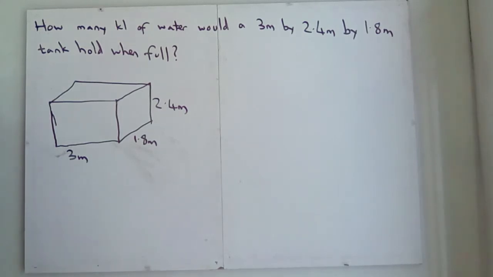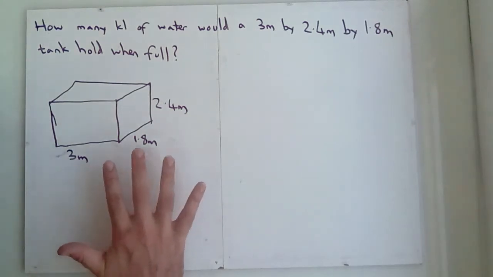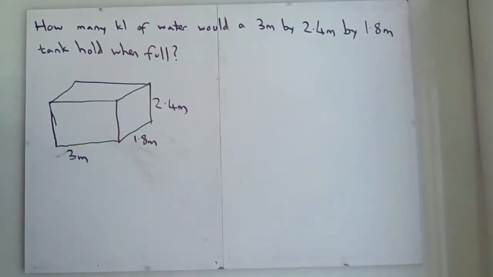We've been asked how many kiloliters, so you're going to need to know about kiloliters and cubic meters. You can see the dimensions of this are all meters: 3 meters, 1.8 meters, 2.4 meters. So we're going to need a volume, and then we're going to need to turn that into kiloliters. A question like this is probably going to be 3 or 4 marks. So if you don't know how to get to the end, just work out anything that you can.